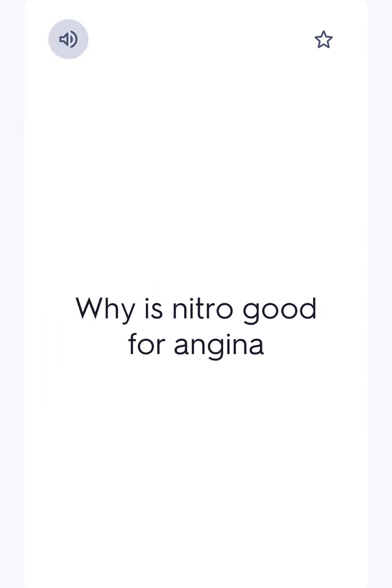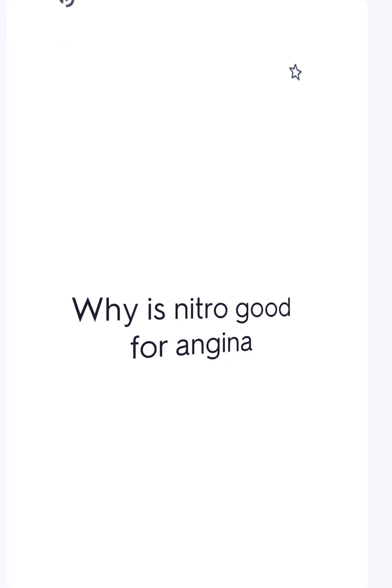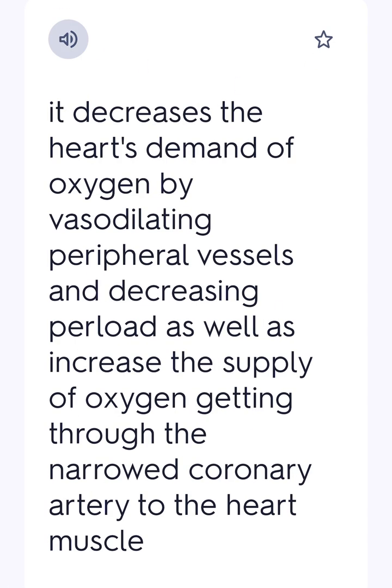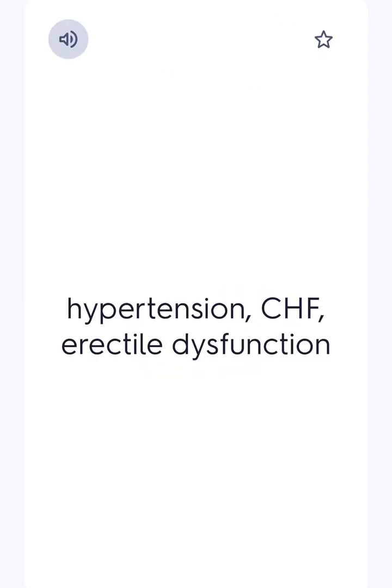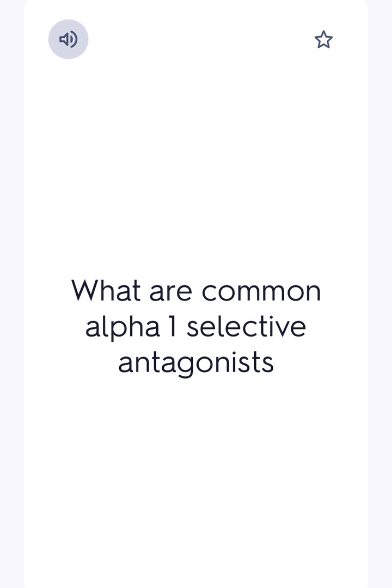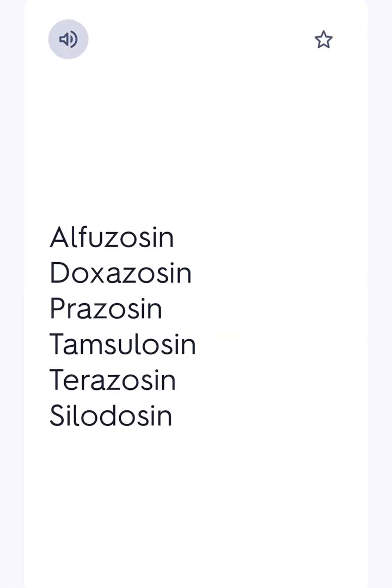Why is nitro good for angina? It decreases the heart's demand of oxygen by vasodilating peripheral vessels and decreasing preload, as well as increasing the supply of oxygen getting through the narrow coronary artery to the heart muscle. What are alpha-1 antagonists used to treat for? Hypertension, CHF, erectile dysfunction. What are common alpha-1 selective antagonists? Alfuzosin, doxazosin, prazosin, tamsulosin, terazosin, silodosin.